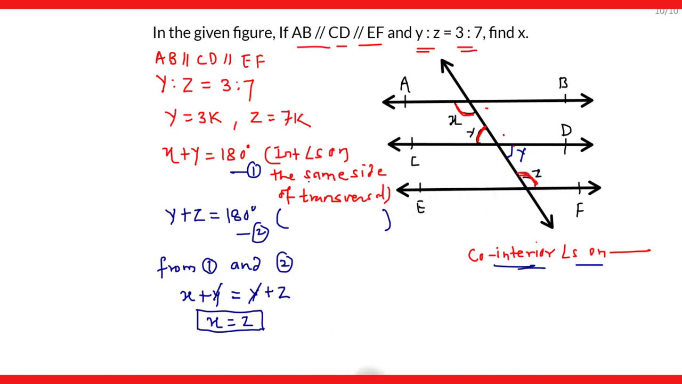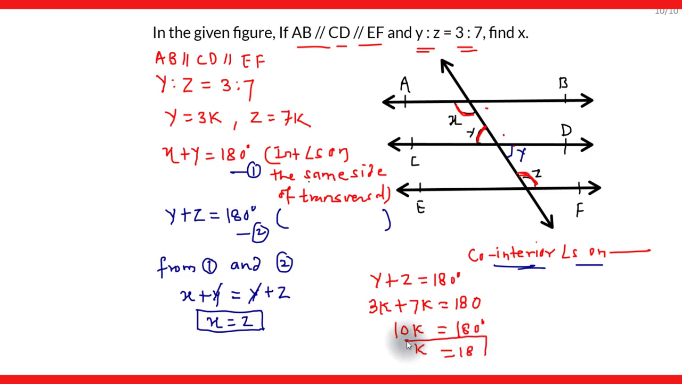But here we know that Y plus Z is equal to 180 degrees. Now here Y plus Z is 180 degrees. What is Y? Y is 3k. So it will be 3k plus Z. What is Z? It is 7k. So 3k plus 7k is equal to 180 degrees. So 3 and 7, 10. So 10k is equal to 180 degrees, and therefore k is equal to 18. So we have got the value of k as 18.